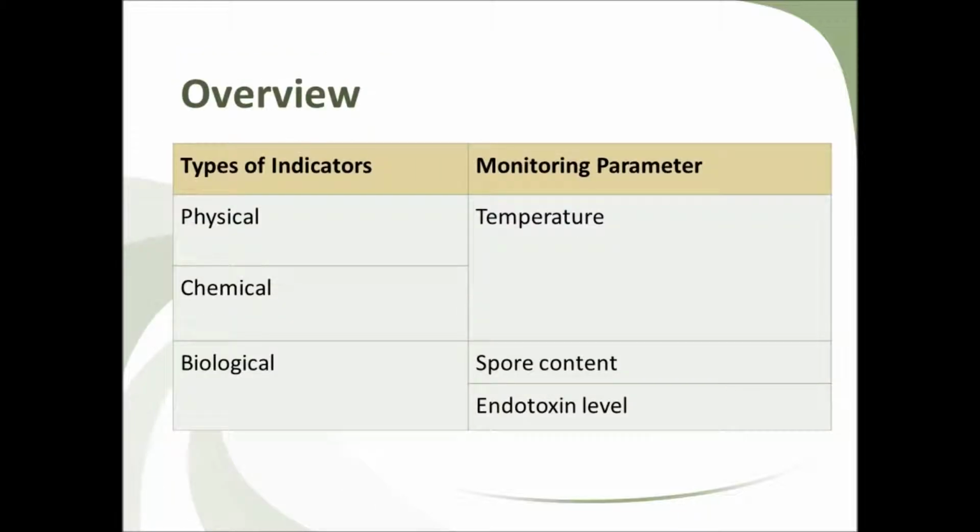There are three types of indicators for dry heat. Physical and chemical indicators are used to monitor temperature, which is the most important physical parameter for dry heat. Biological indicators, which use the spore content and endotoxin, are not usually used. Products can be released on the basis of physical process data rather than on the basis of biological indicator data, as the process parameters are already understood.